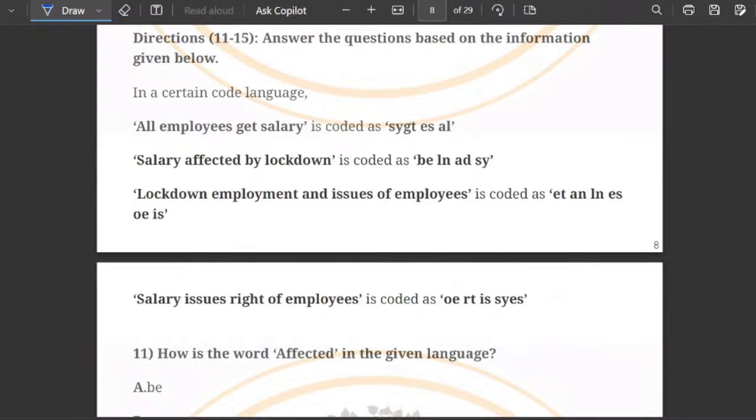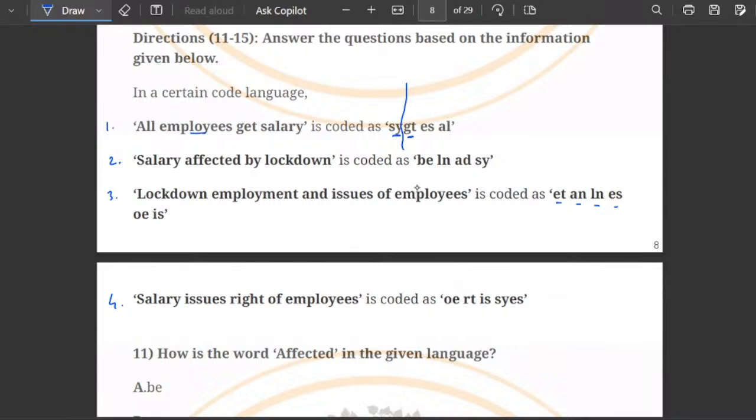Now, if you see, how to find the common thing. Now, we'll assume this is the first statement, this is second statement, this is third statement, this is the fourth statement. Now, all employees get salary is coded as SY, GT, ES, and AL. If you see here, all words are in two letters. So here, your SY and GT will be two separate words. There is a space bar in between.